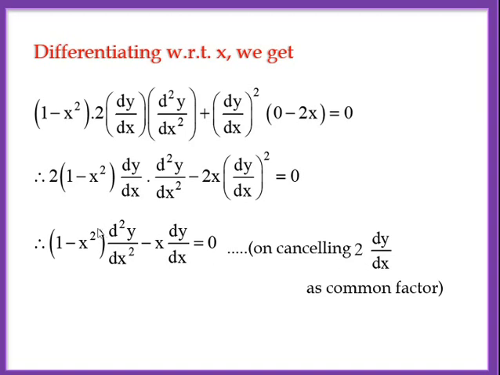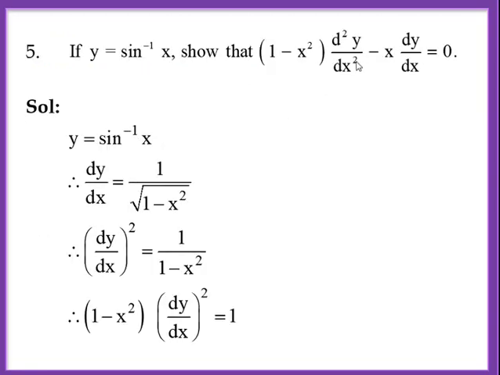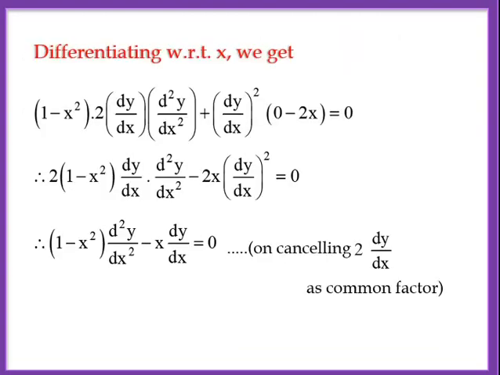You will notice that outcome is 1 minus x square d2y by dx square minus x dy/dx equal to 0. See, we were asked to prove the same thing. In fact, in almost 60 to 70% of sums of this type, you will be required to divide by 2 dy/dx.